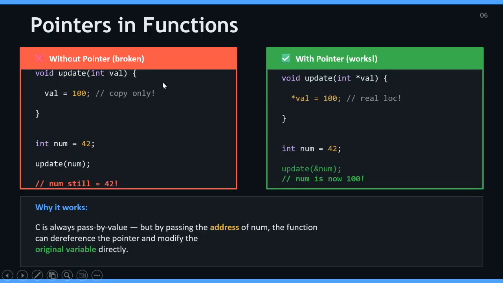Pointers and functions. Without a pointer, let's look at this. You've got void update with a parameter of int value, and value equals 100. This will copy it. However, if you use the pointer, then it will change the value to 100. If you call update on num, it will change it to 100, while here it'll stay 42. C is pass by value, but by passing the address, the function can dereference the pointer and modify the original.